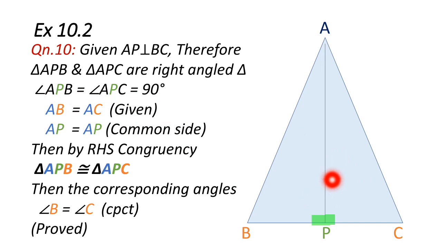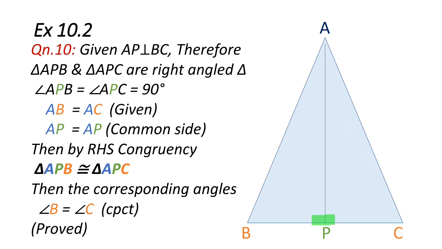And now see, those two triangles are right angled. AB is equal to AC. This one is the given condition: AB is equal to AC. So we have found that the hypotenuses are equal and one of the sides is also equal. This is because one side is common for both triangles. This AP is common for both the triangles.